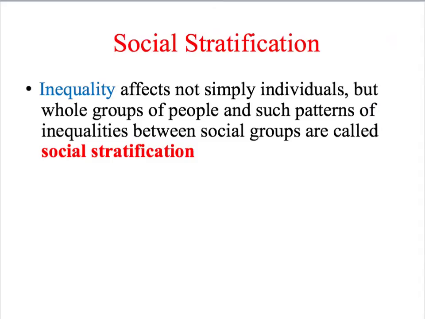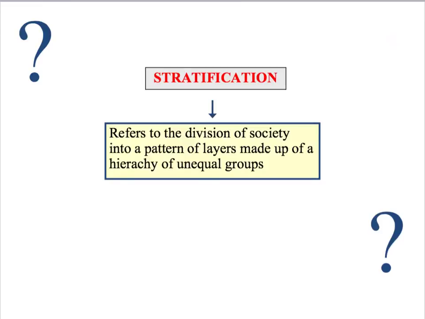Now, as I've already mentioned when I talked about social differentiation, inequality affects not simply individuals, but whole groups of people. Such patterns of inequalities between social groups are called social stratification. Social stratification refers to the division of society into a pattern of layers made up of a hierarchy of unequal groups. It is a system by which society ranks categories of people into a hierarchical system.